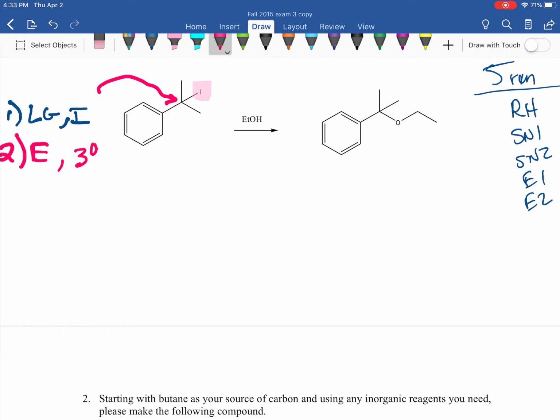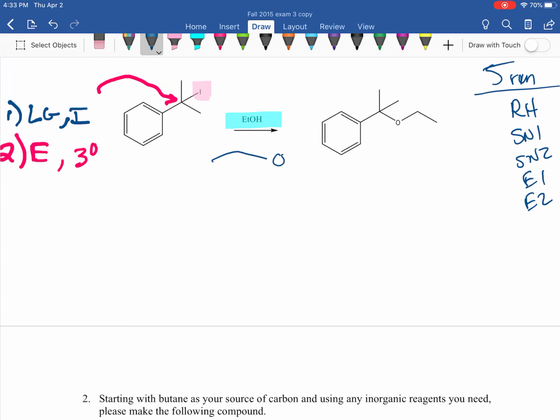So maybe that's a signal right there that we should not be drawing the same mechanism. It is not the same as the example right above. That was only primary. This is tertiary. All right, so we've got our leaving group, we've got our electrophile. So look above the arrow. There is only one thing there, and that is ethanol.